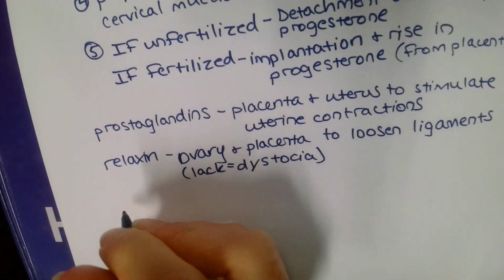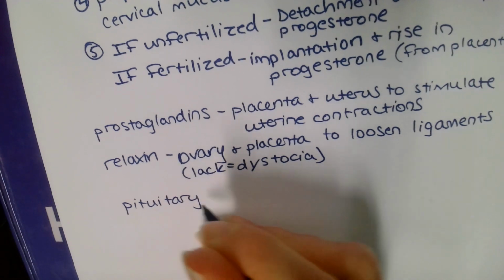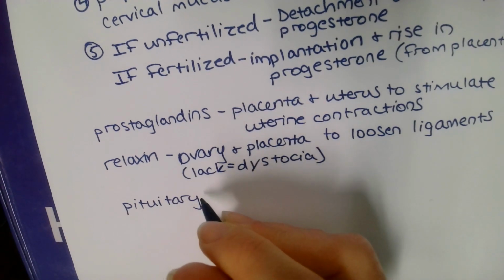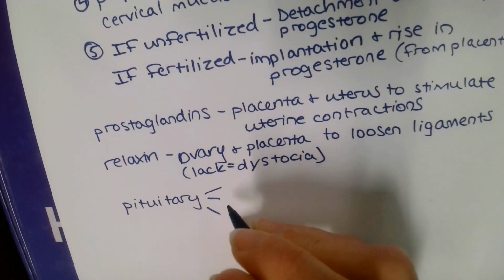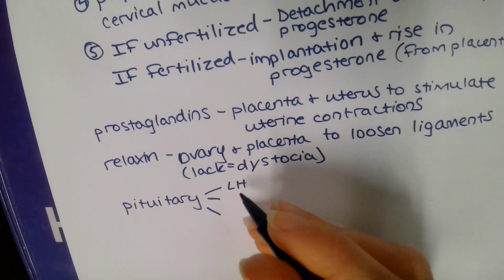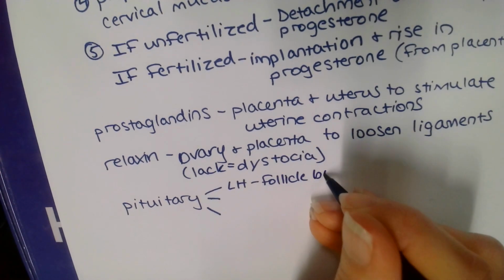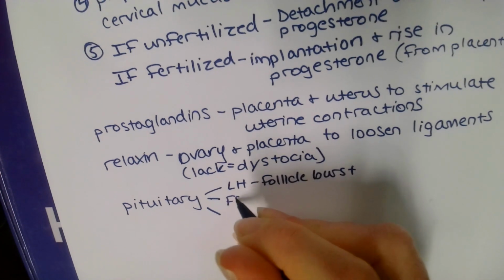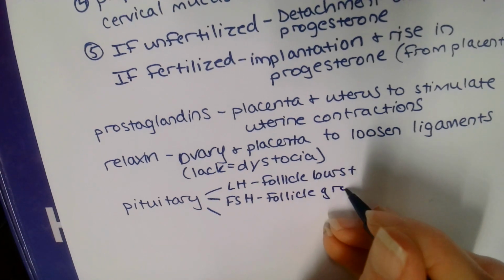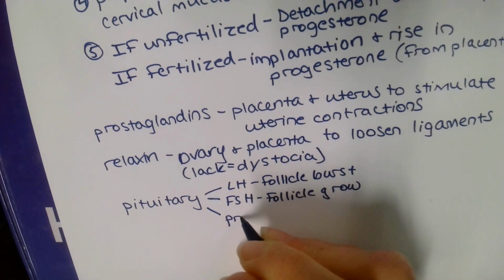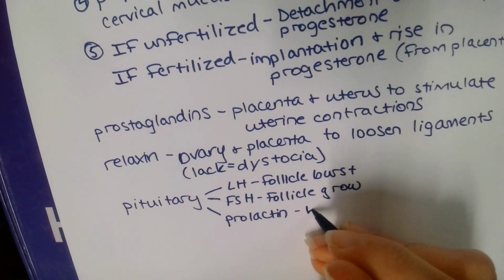We also talked about 3 pituitary hormones. Pituitary is a super cool gland in the brain. It makes a lot of hormones. The 3 for this unit were luteinizing hormone, which causes follicle to burst, follicle stimulating hormone, which causes follicle to grow, and prolactin, which is going to stimulate breast milk production.